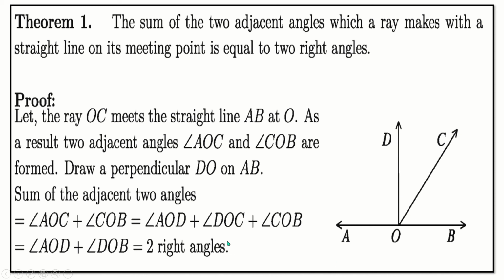Now follow: AOD plus DOC plus COB, these two together we can write as DOB. Now as AB is a line, this angle, that means angle AOB, is the two right angles or 180 degrees. So the sum of two angles, that means AOD and DOB, is equal to two right angles. Clear?